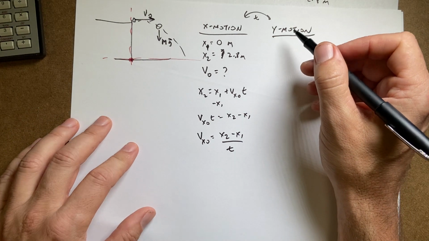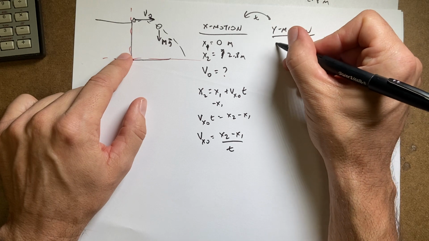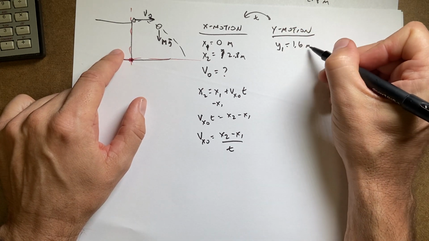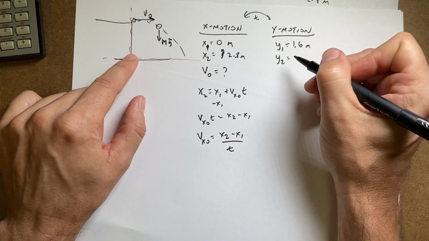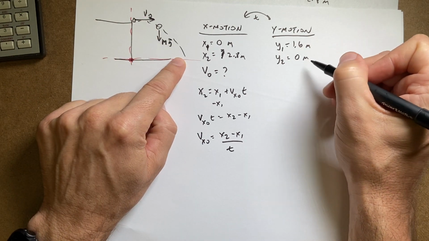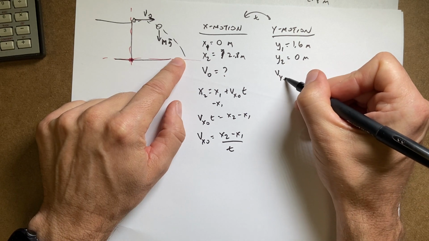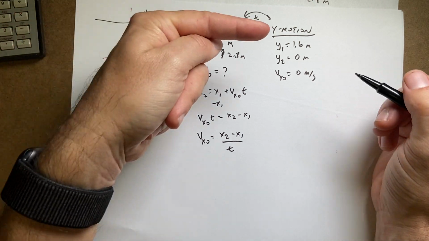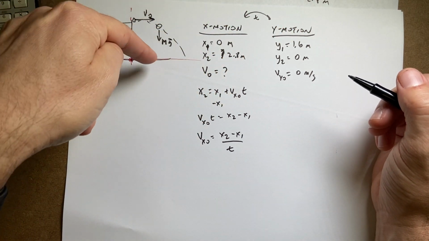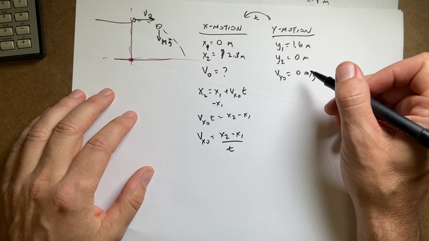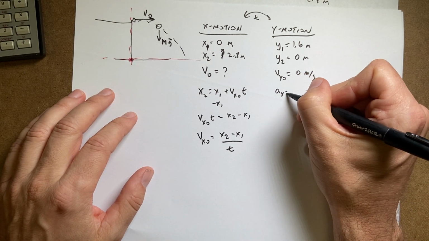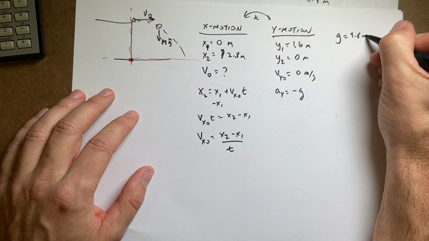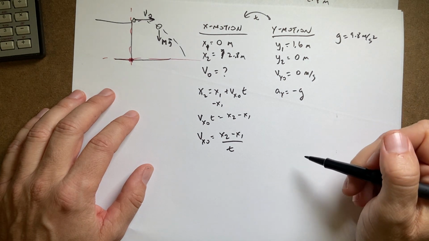Well, let's go over to our y motion problem. So let's do the same thing. My initial y position, y1, is going to be 1.6 meters. My y final is going to be down here at the ground, 0 meters. My initial y velocity is 0 meters per second. Why? Because I shot the thing horizontally, so right when it starts, it's not moving up or down. It has a 0 velocity in that direction. And then I know the acceleration in the y direction is negative g, where g is 9.8 meters per second squared. We use that as a positive value.